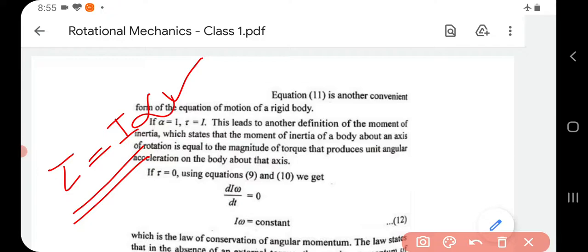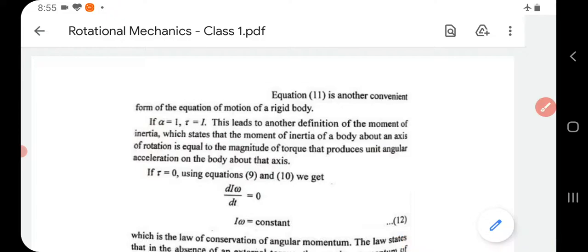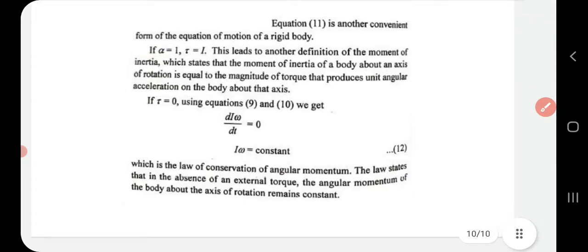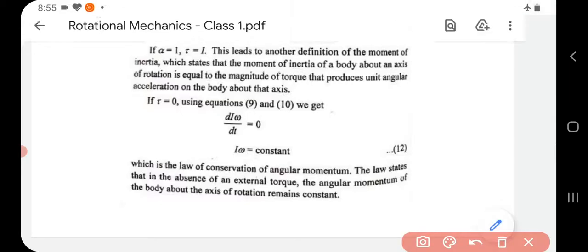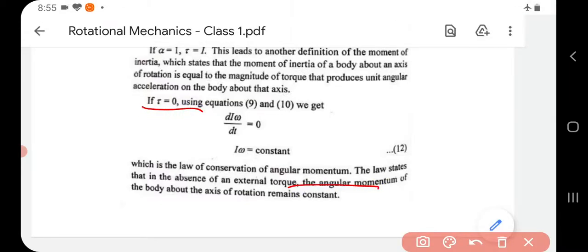Okay. Now, if tau equals 0, then using equations 9 and 10, we get d(I omega) by dt equal to 0. That is, I omega will be a constant. It is nothing but the law of conservation of angular momentum. What is the law of conservation of angular momentum? In the absence of external torque, that is when tau equals 0, the angular momentum of the body about the axis of rotation remains constant.